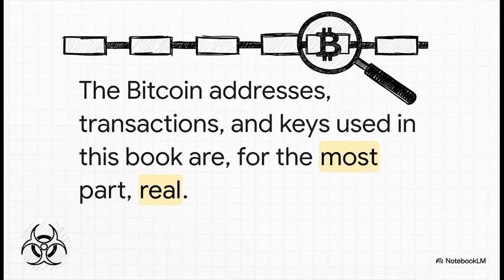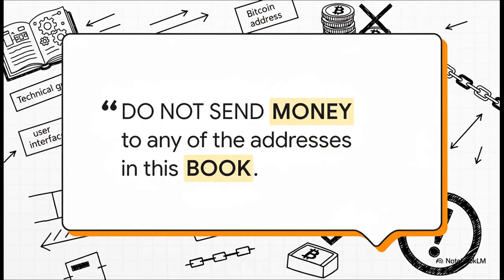To make all the examples in the book practical and verifiable, the Bitcoin addresses, the transactions, all of it, for the most part, it's real. You can actually look them up on the blockchain. But this creates a very specific and very serious danger. This is a direct quote, and it is an absolute non-negotiable rule. I'm going to say it again. Do not send money to any of the addresses in this book.